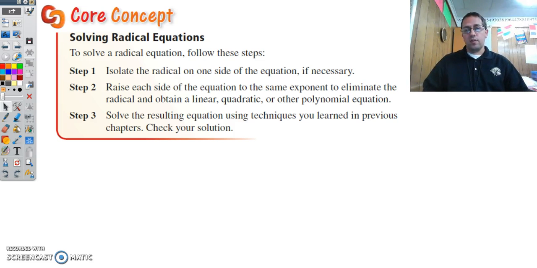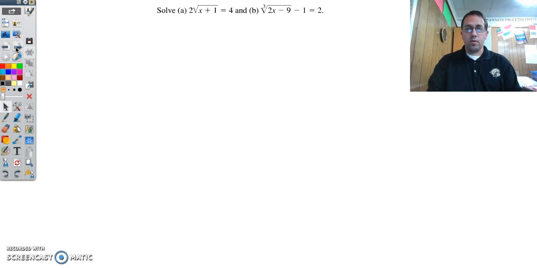Then we raise each side of the equation to the same exponent to eliminate the radical and to give us a linear equation or a quadratic equation or something else that we already know how to solve. And then we just solve that. All right? So let's do some examples here. Okay, so we've got two examples, A and B.